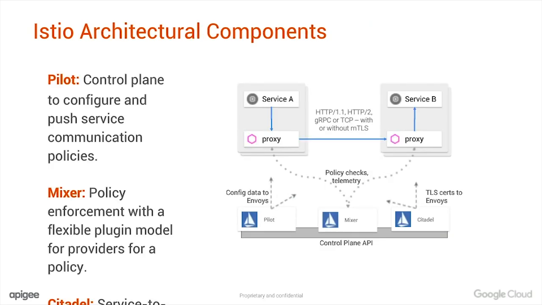The basic architecture construct for Istio looks like this. At this point, I'll introduce the concept of a sidecar. Now you'll see here, I've got two services, A and B, and both have a proxy associated with them. That proxy is what we refer to as a sidecar. A quick definition here of what a sidecar is: a sidecar is a process that assists a parent process, where the parent process can transfer responsibility to the sidecar.